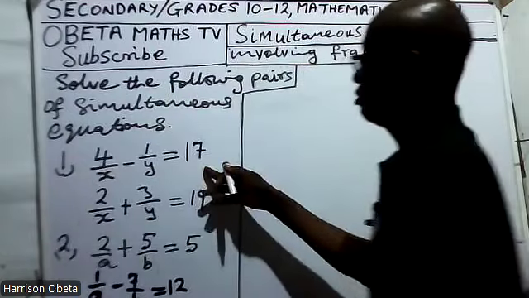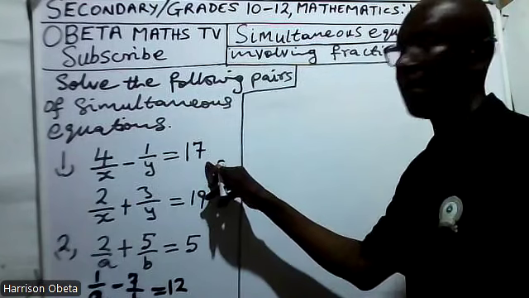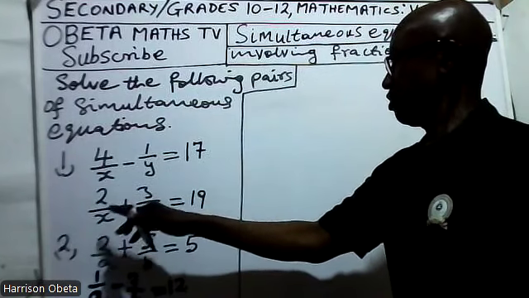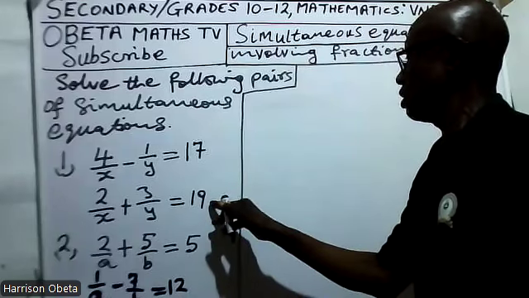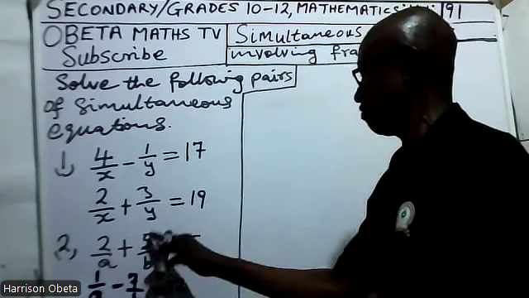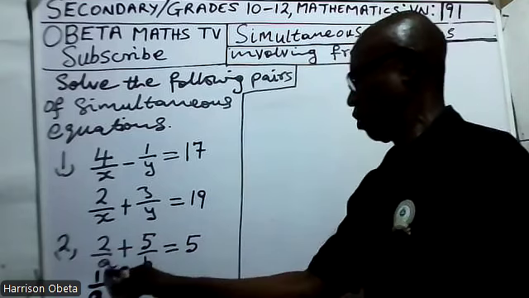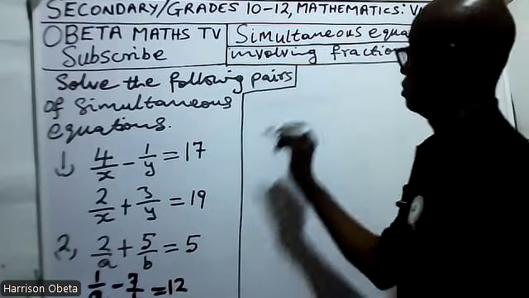The first one: 4 over x minus 1 over y equal to 17. Again, for the first one also, 2 over x plus 3 over y equal to 19. And then number 2: 2 over a plus 5 over b equal to 5, and 1 over a minus 7 over b equal to 12. Solution.